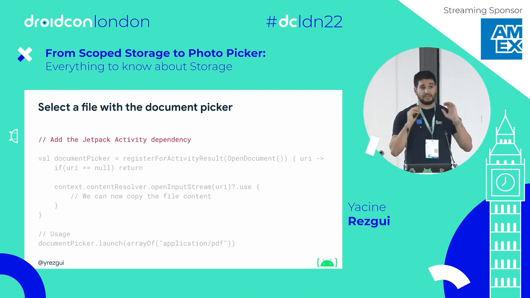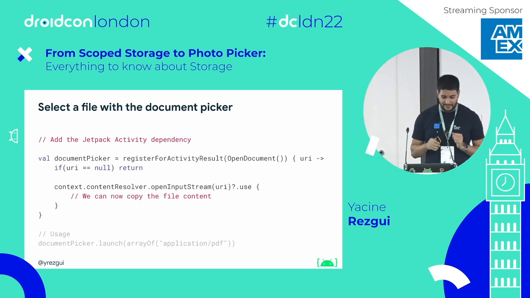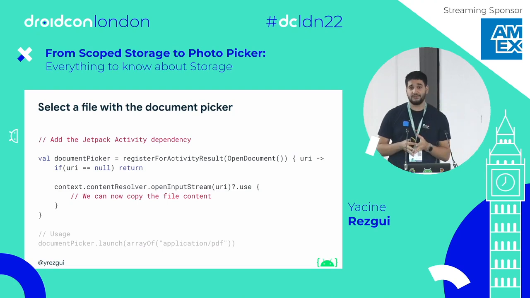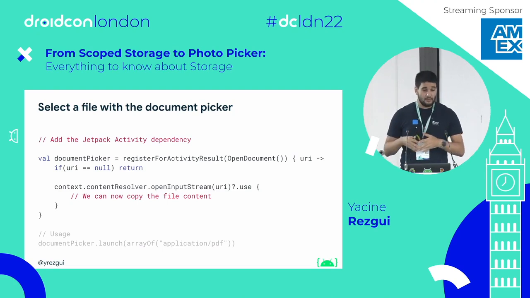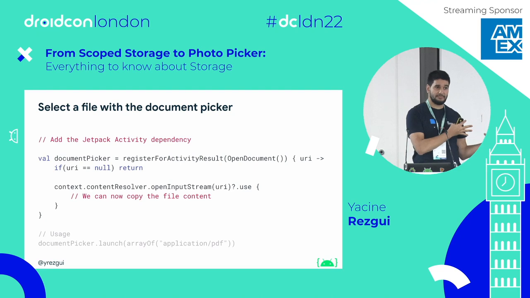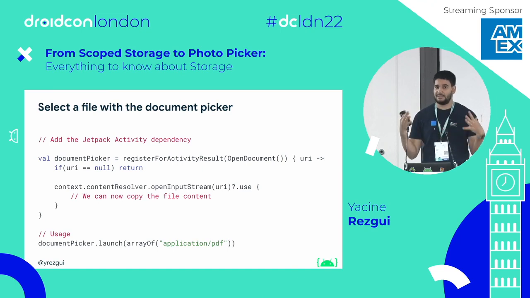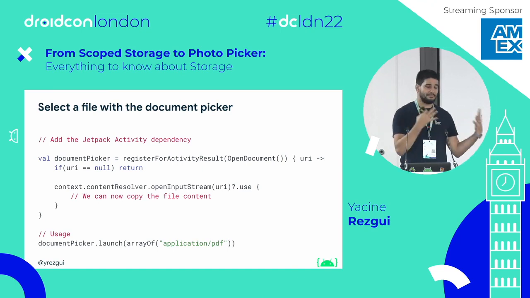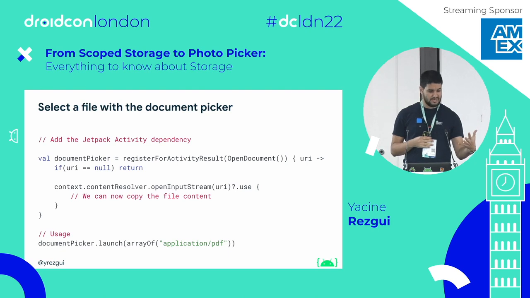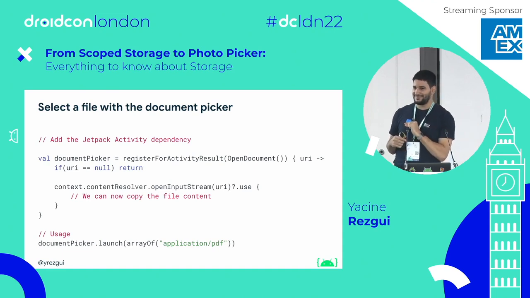To add it, don't try to create the intent by yourself, it's just painful, and we made the Jetpack Activity KTX library for you. You just have to add the dependency. You register the activity result with the OpenDocument contract, which will return a URI, which can be null or not depending on whether the user has made a choice, and just consume that URI. The way you use it is just by launching it with the MIME type you want. You can put an array of MIME types if you want, and in less than 5-6 lines of code, you have a file picker without any permission. That should be the case for every app.